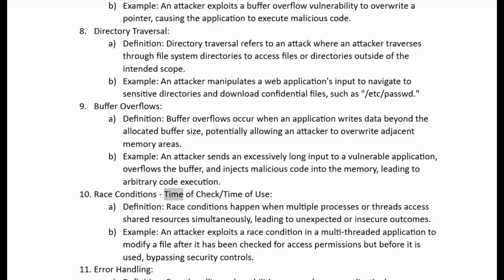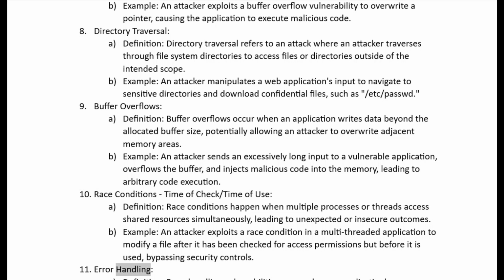Race conditions, time of check/time of use. Definition: race conditions happen when multiple processes or threads access shared resources simultaneously, leading to unexpected or insecure outcomes. Example, an attacker exploits a race condition in a multi-threaded application to modify a file after it has been checked for access permissions, but before it is used, bypassing security controls.